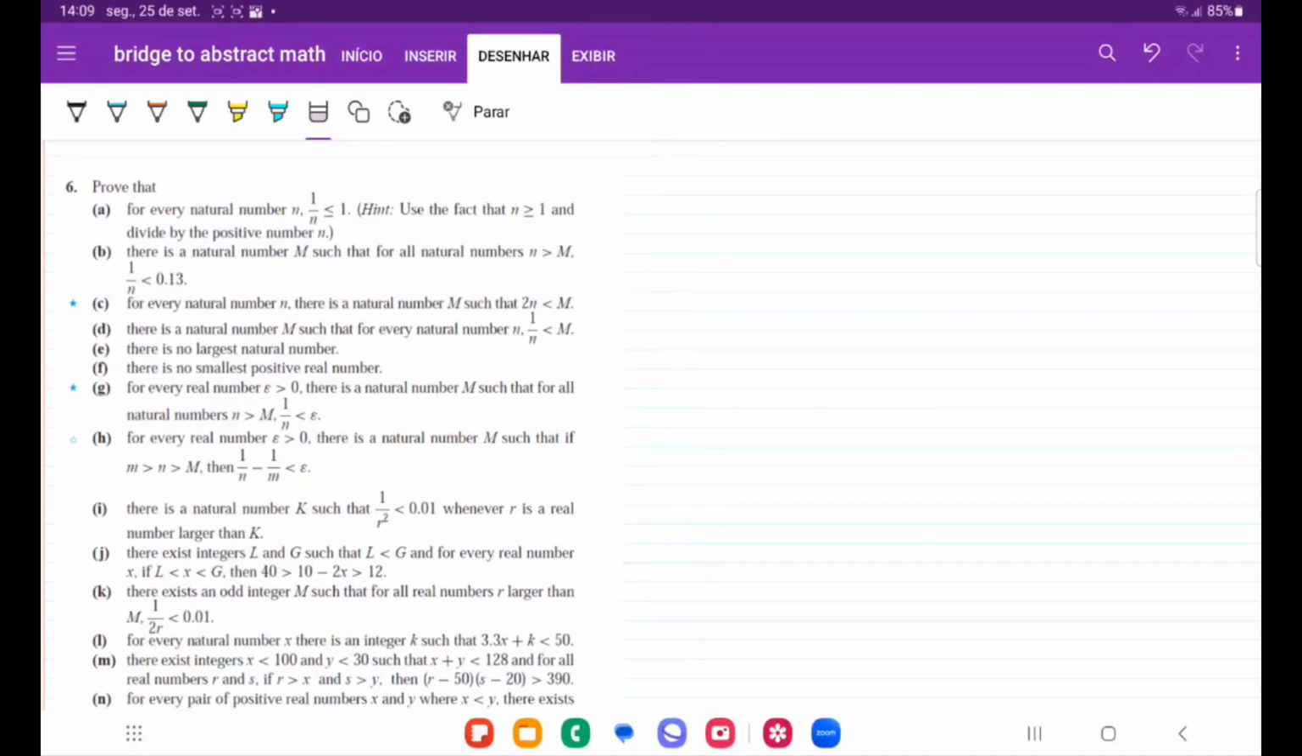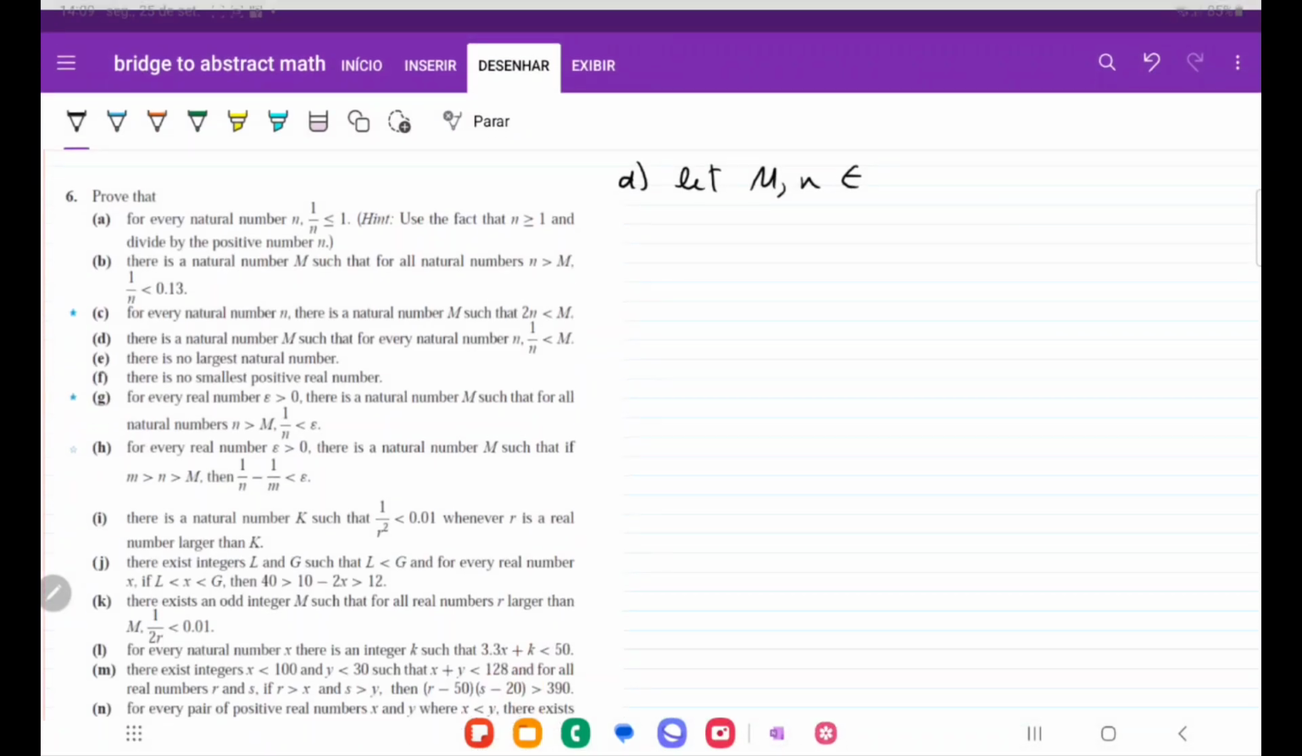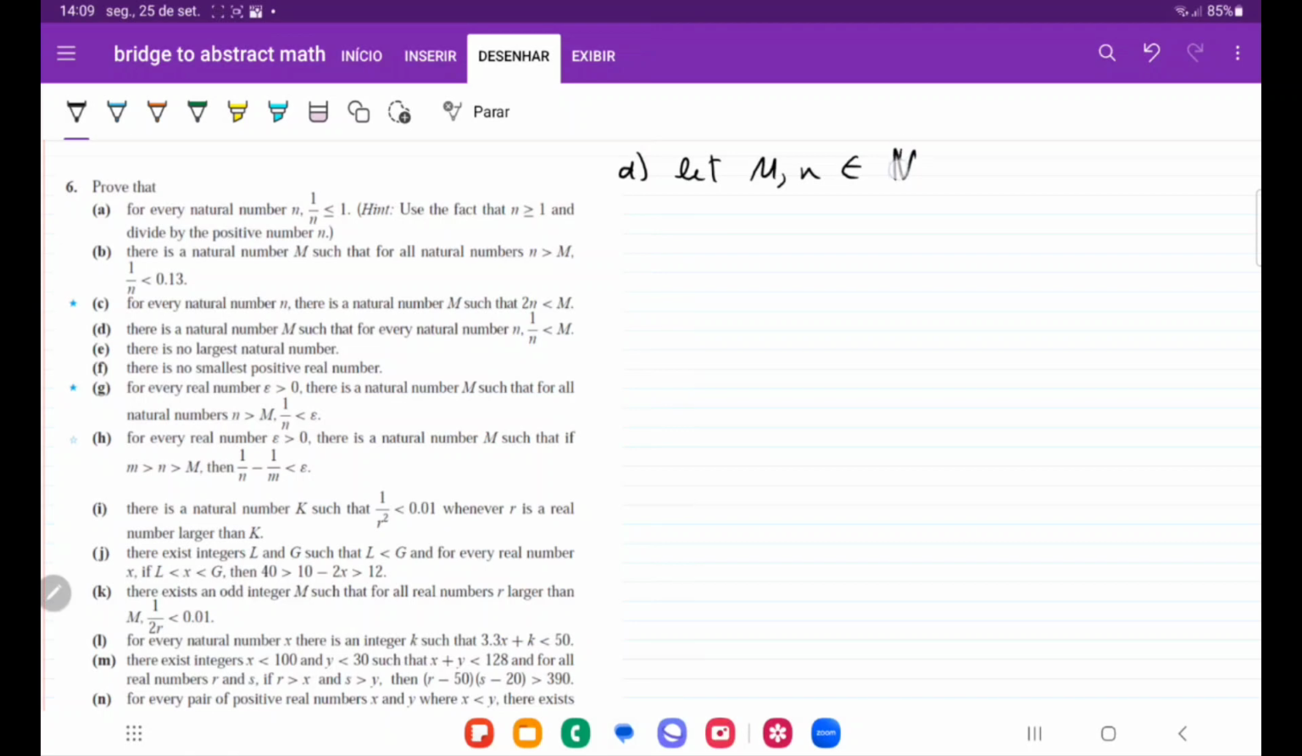So for item D, we want to show that there is a natural number m such that for every natural number n, 1 over n is less than m. So we're going to say D, let m, n belong to the set of natural numbers. Well, if they belong to the set of natural numbers, then m is greater than or equal to 1 and n is greater than or equal to 1.